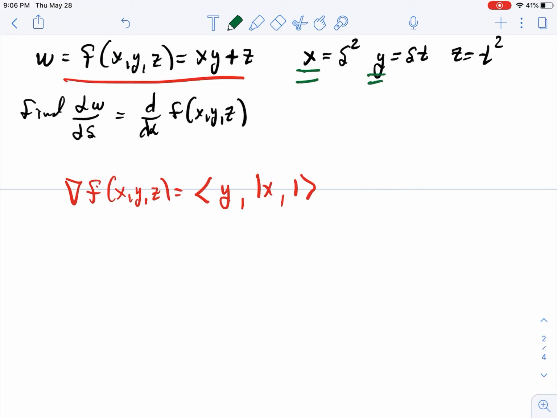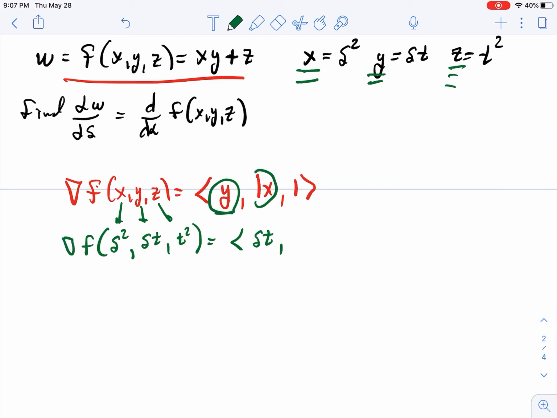Okay, now the point that we are plugging in here: here's my x, here's my y, here's my z. For my x value, I'm plugging in s squared. For my y value, I'm plugging in st. And for my z value, I'm plugging in t squared. So what's my y value? It is st. What is my x value? It's s squared. And the z term is just a constant, 1.